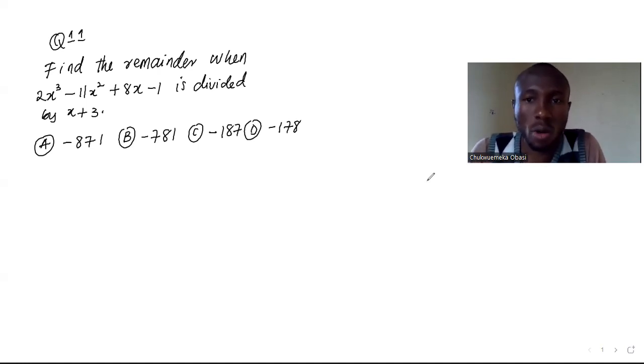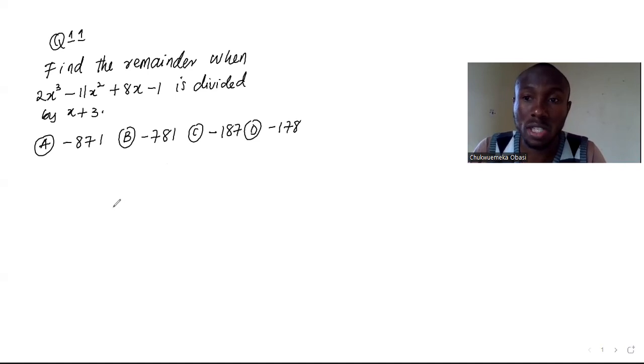All right, viewers. This is the second series in our Jamb Mathematics past question. Here we have question 11, so let us get started. It says, find the remainder when 2x cubed minus 11x squared plus 8x minus 1 is divided by x plus 3. There are a lot of ways you can solve this problem. I'm going to show you two different ways of solving it, and we'll get our remainder.